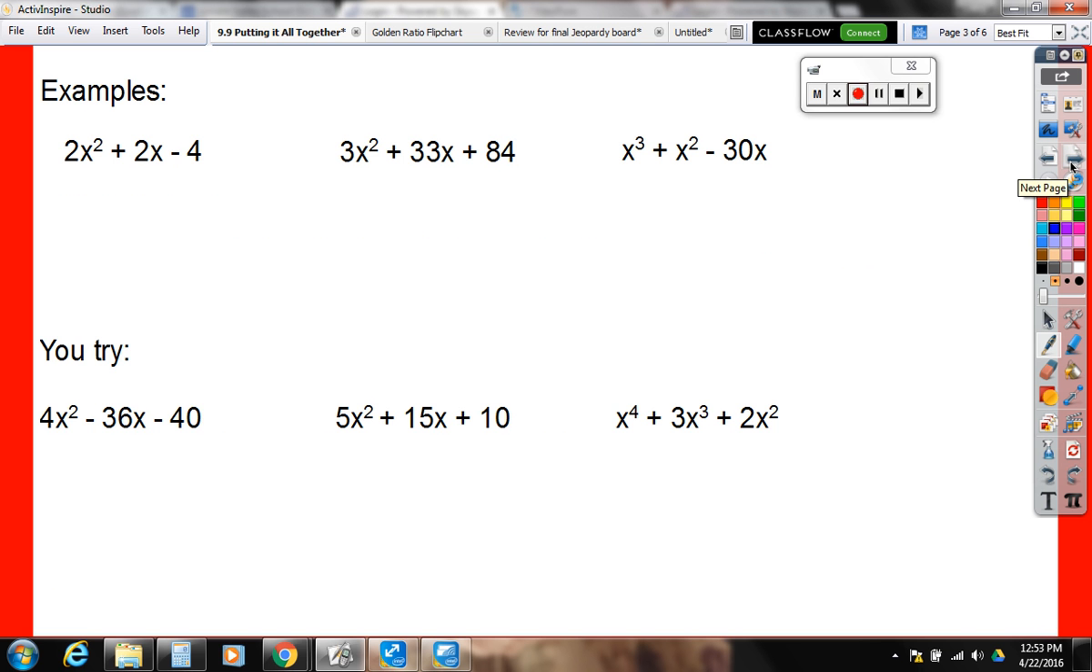Okay, so let's take a look at the examples. First example, we have 2x squared plus 2x minus 4. Anthony, if it's hard for you to see there, you might want to move somewhere where you can, but it's up to you. Just make sure you can see well enough to write everything down.